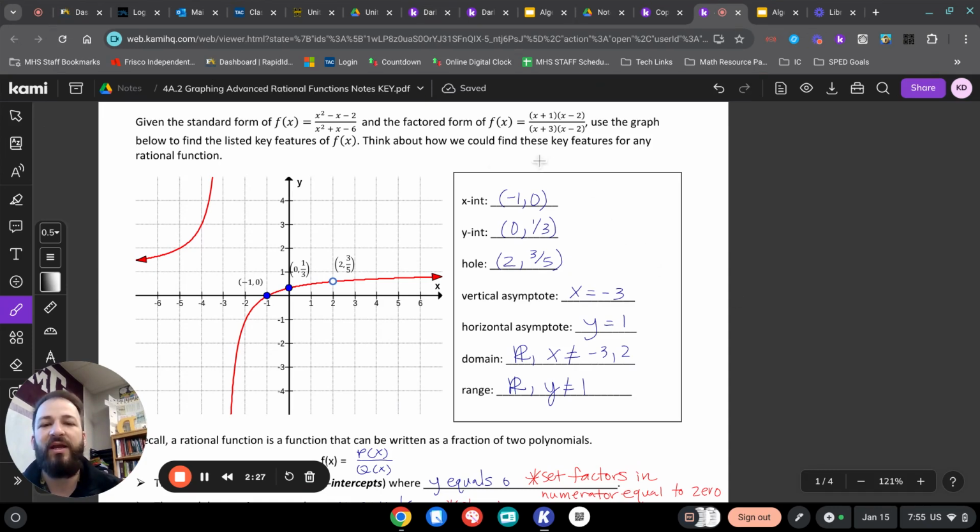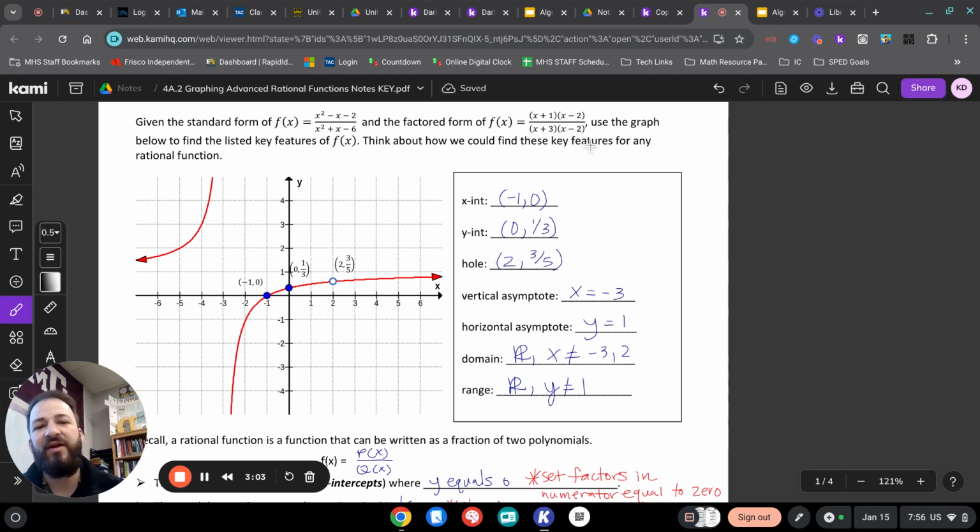Okay, now let's talk a little bit about where some of these points can come from. So this x-intercept right here, (-1, 0), I want you to note that there's a factor in the top of our factored form of x plus 1. Any factors that we have left over in our factored form are where we would get x-intercepts. Our y-intercept, we've talked about this before. It's where we plug in 0 for x. So plugging in 0 for x, we would simplify the function down, and we would end up getting that value 1/3.